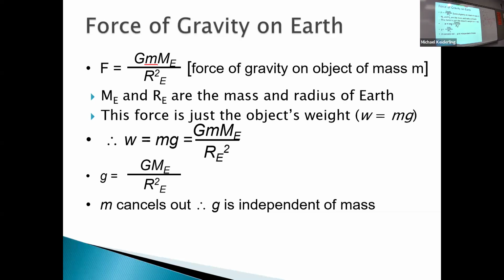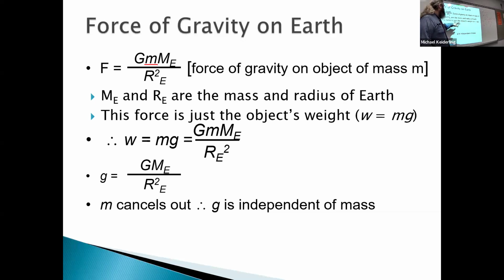You can also use this formula to figure out the force of gravity on Earth. Any object is going to be attracted to the Earth with a force of big G times the mass of the object times the mass of the Earth divided by the radius of the Earth squared, because we can approximate the Earth as a sphere and say that all the mass is in the center. But this force is just the weight, so that's mg.